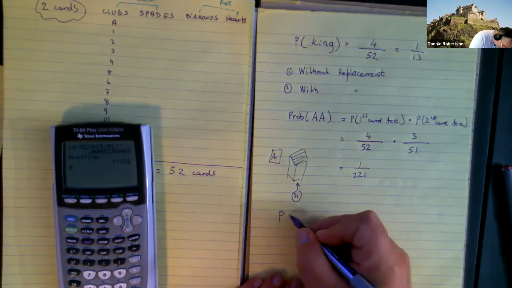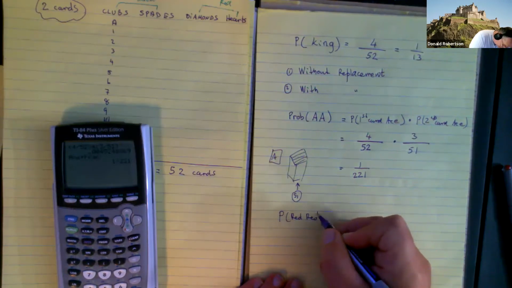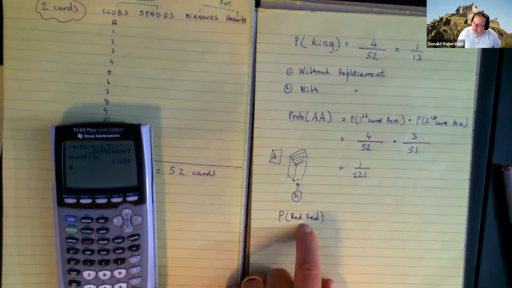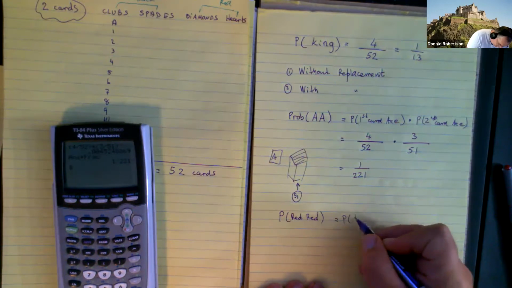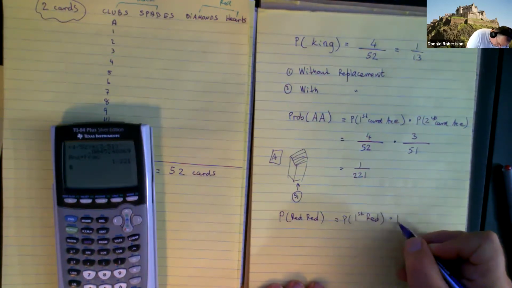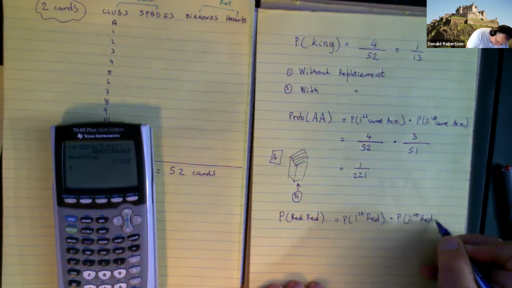Now, how about this one? What's the probability that you get 2 red cards? Now, there are lots of red cards, right? You could get an ace of diamonds as red, right? You could get a 4 of hearts as red, right? So would you agree that should be much bigger? So that's going to be the probability that the first card is red multiplied by the probability that the second card is also red.